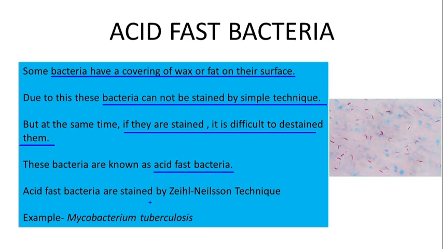Acid fast bacteria are only stained by a particular technique known as the Ziehl-Neelsen technique. So we have a particular stain which can be used in the Ziehl-Neelsen technique. These stains are acid fast stains. An example of this kind of bacteria is Mycobacterium tuberculosis. And here we have a picture of acid fast bacteria. They are difficult to stain and once they are stained, it's difficult to destain them. So we use the Ziehl-Neelsen technique to stain them in order to identify them, for example Mycobacterium tuberculosis.